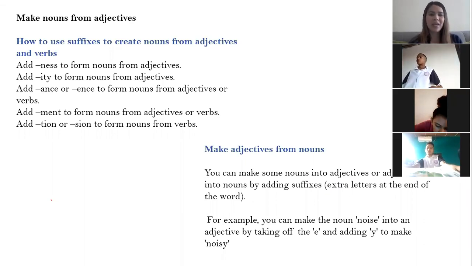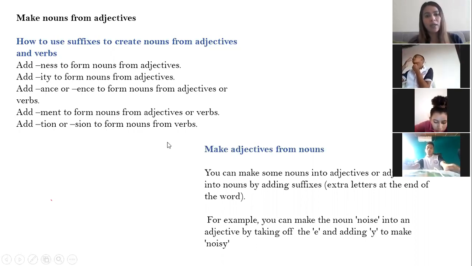Okay, making nouns from adjectives. How to use suffixes to create nouns from adjectives and verbs. How to make that? You have to add some suffixes as -ness, -ity, -ance or -ence, or -er to form nouns from adjectives or verbs. Add -ment to form nouns from adjectives or verbs, or add the suffix -tion or -sion to form nouns from verbs.